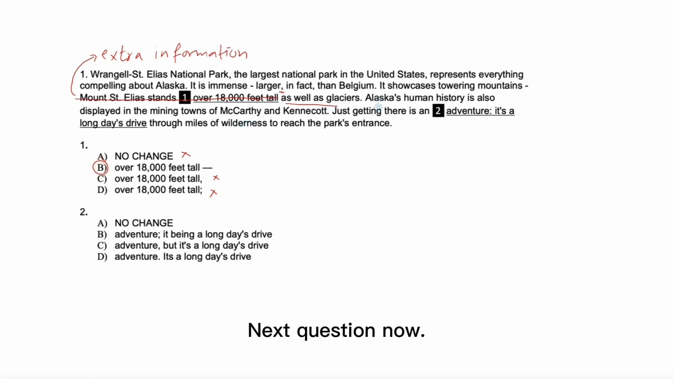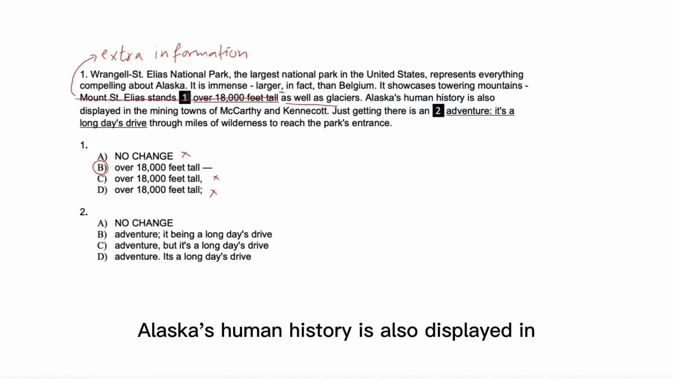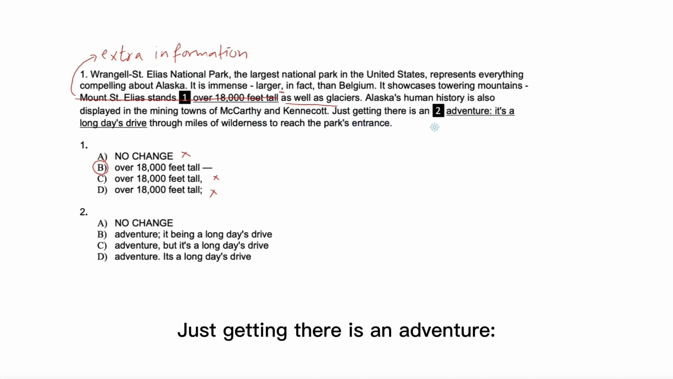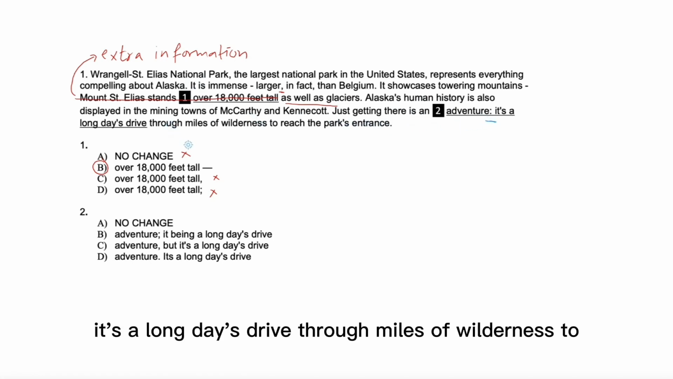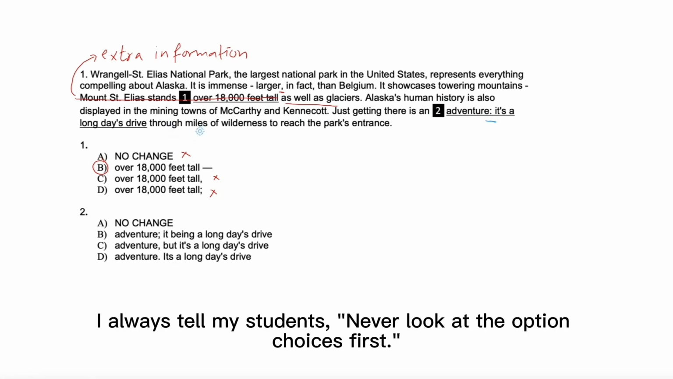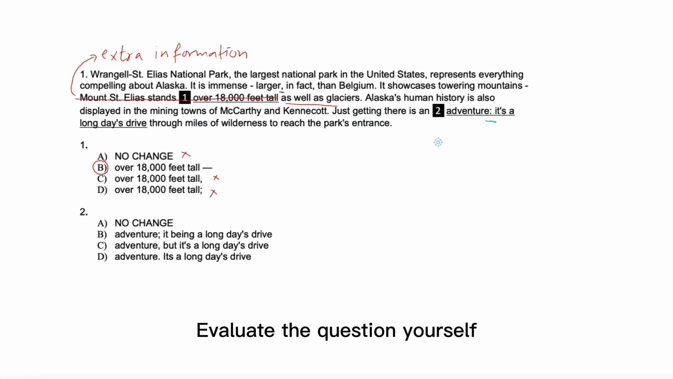Next question now. Alaska's human history is also displayed in the mining towns of McCarthy and Kennecott. Just getting there is an adventure. It's a long day's drive through miles of wilderness to reach the park's entrance. I always tell my students, never look at the option choices first. Evaluate the question yourself and then see what fits over here or what's the correct version of it.